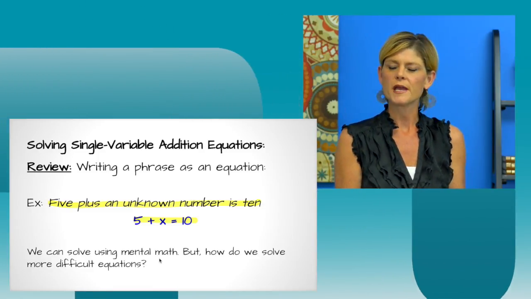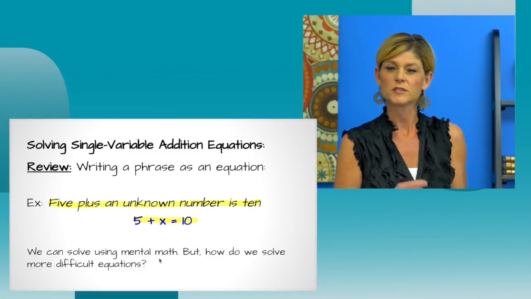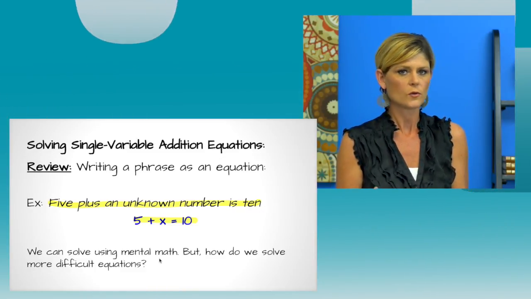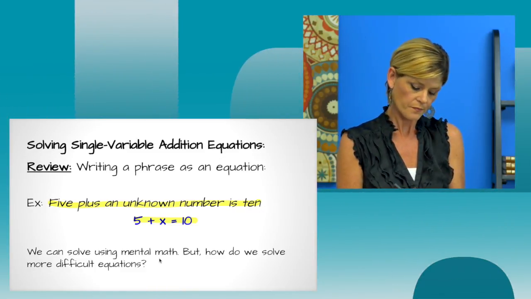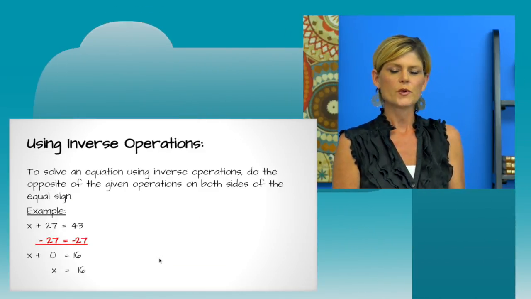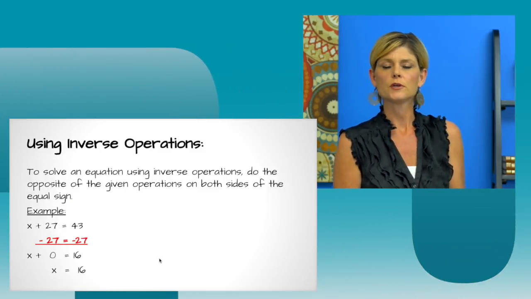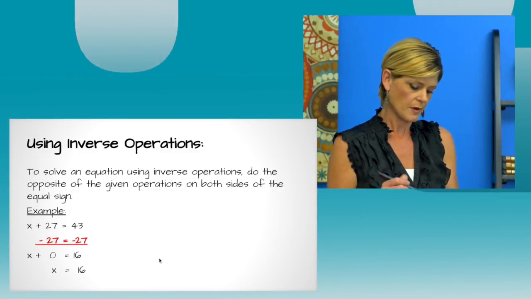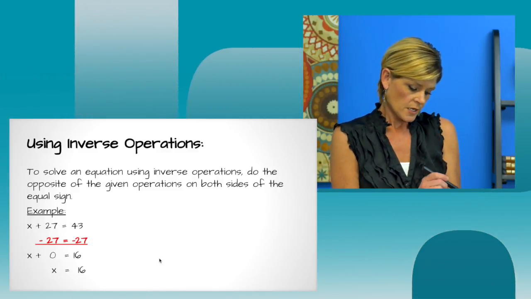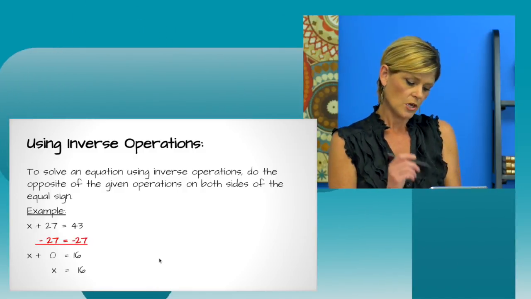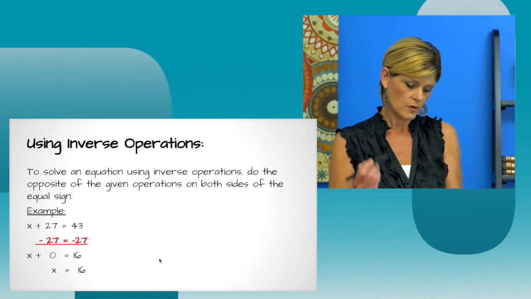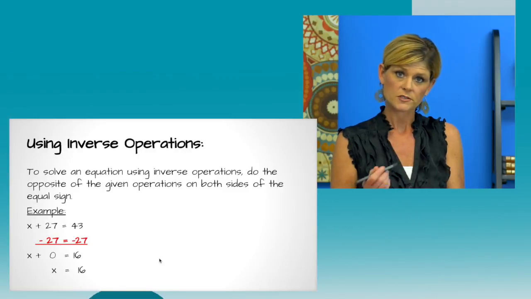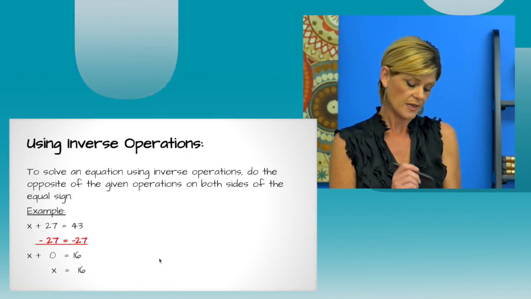But how do we solve when we have a little bit more complicated problem, when it's not so easy to see what the value of your variable is going to be? Well, I will show you. The way that we would find the value of the variable is by using the inverse operation, and I'll show you what I mean by that. Here's the actual definition of inverse operations and how we solve, because we want to isolate that variable and solve to find out what the value is of that variable.